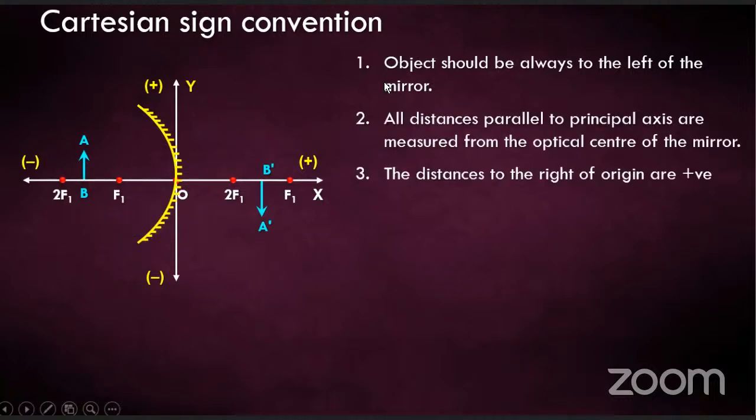We'll measure all the distance from the pole. Now look at here along the x-axis. What is the symbol here? Minus. So what about the object distance? Is it plus or minus always? Minus. Always minus. Object distance is minus.